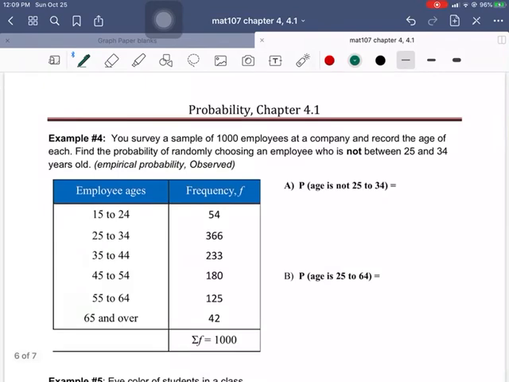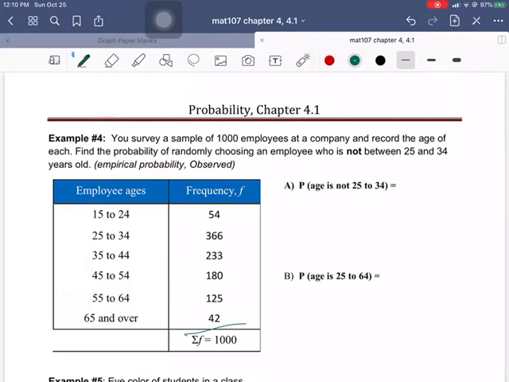So let's do some empirical probabilities with frequencies. You have a survey of a sample of 1,000 employees at a company and record the ages of each. Find the probability of randomly choosing an employee who is not between 25 and 34. So let's look at our chart here. We have ages in groups, and then we have the frequencies of each of the ages summing to 1,000 at the bottom. It says the probability of the age not being 25 to 34.